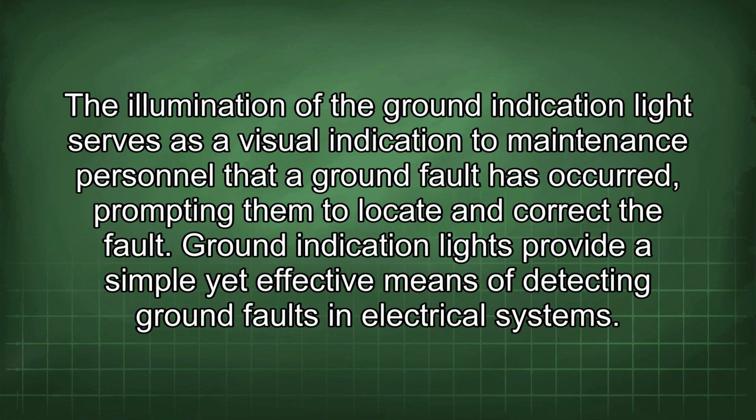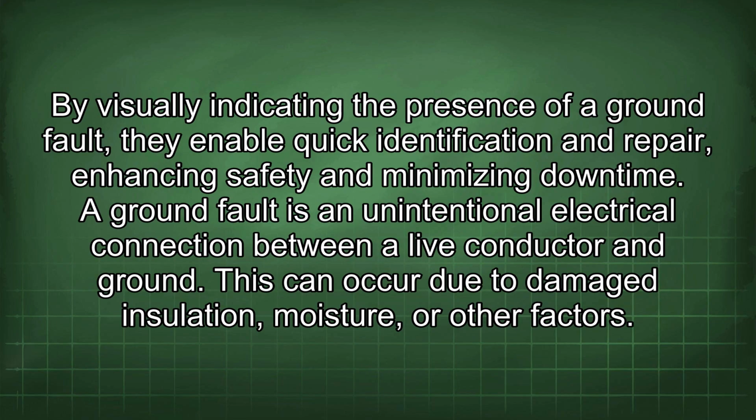The illumination of the ground indication light serves as a visual indication to maintenance personnel that a ground fault has occurred, prompting them to locate and correct the fault. Ground indication lights provide a simple yet effective means of detecting ground faults in electrical systems. By visually indicating the presence of a ground fault, they enable quick identification and repair, enhancing safety and minimizing downtime.